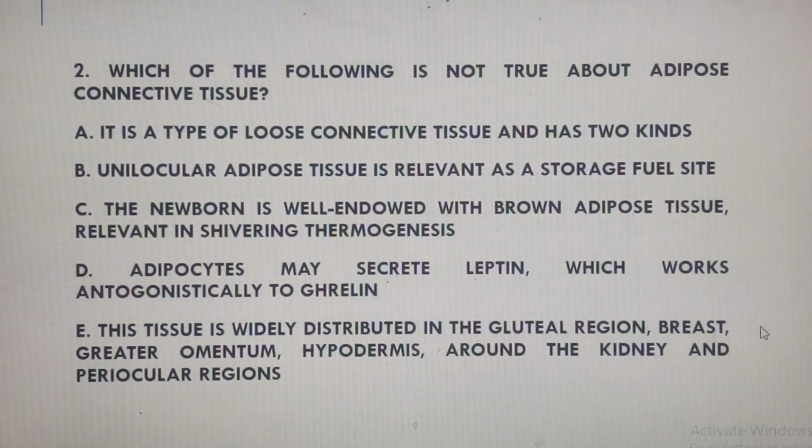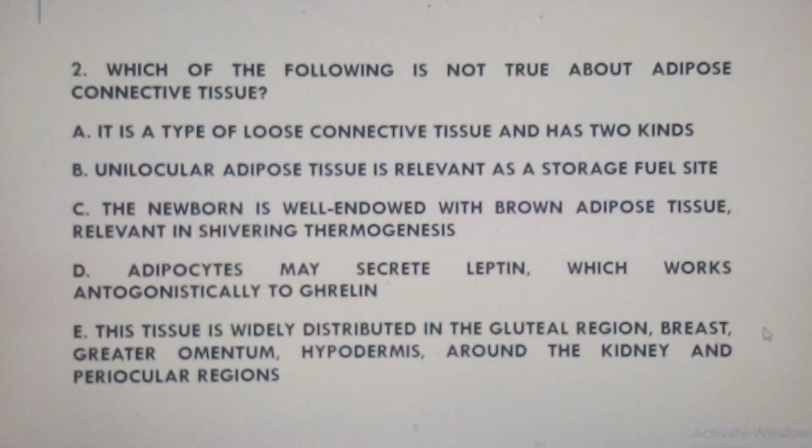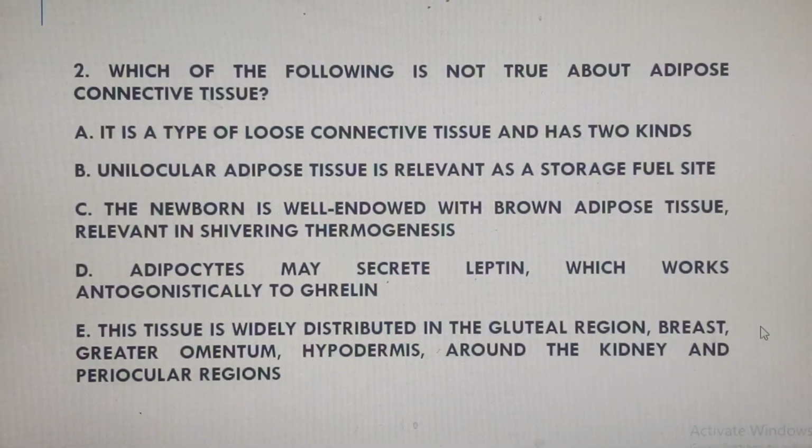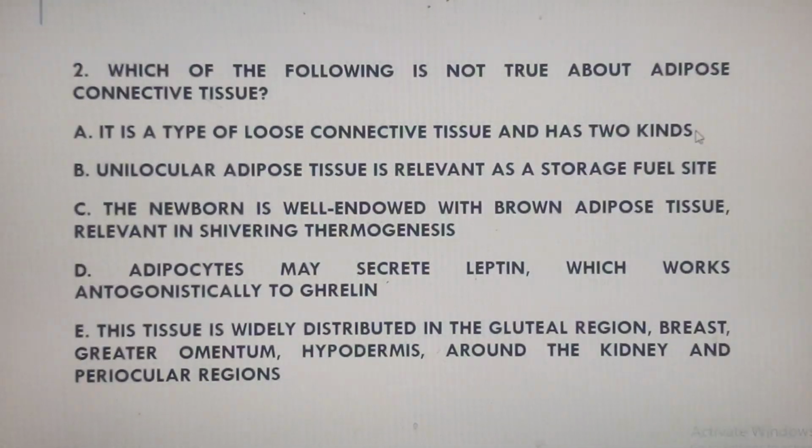So we begin with question number 2, and question number 2 says, which of the following is not true about adipose connective tissue? Option A says it is a type of loose connective tissue and has 2 kinds. Yes, that's a very true statement. For the loose connective tissue, we have areolar, we have reticular, and we have adipose tissue. So indeed, it is a type of loose connective tissue. And then we are going to see the 2 kinds.